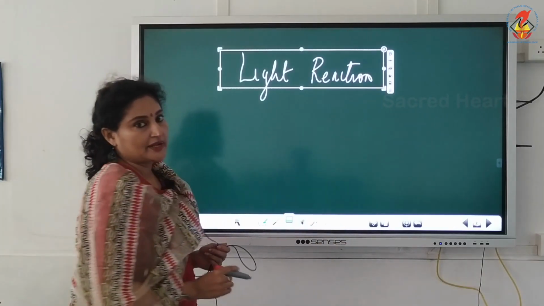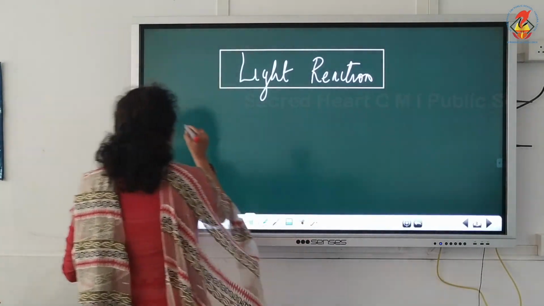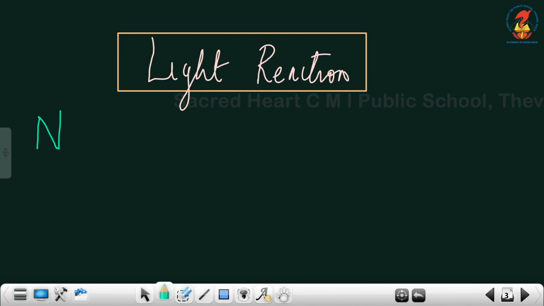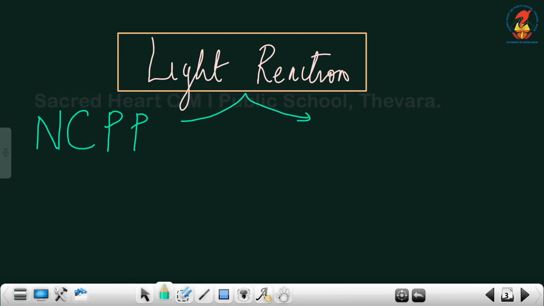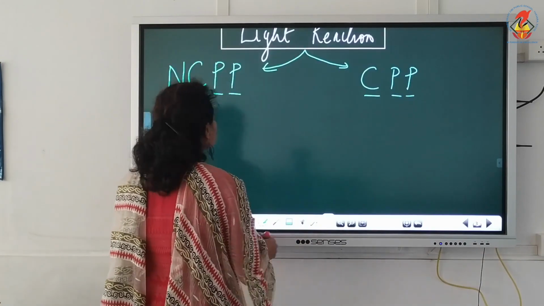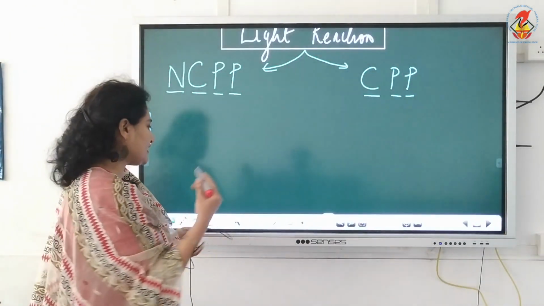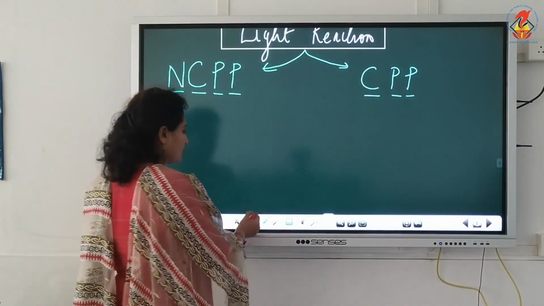There are two types of light reaction. The first one is NCPP, and the second type is CPP. The full form of NCPP is non-cyclic photophosphorylation, and the second type is cyclic photophosphorylation. What is common to both types is PP. So let's look at what this PP is.